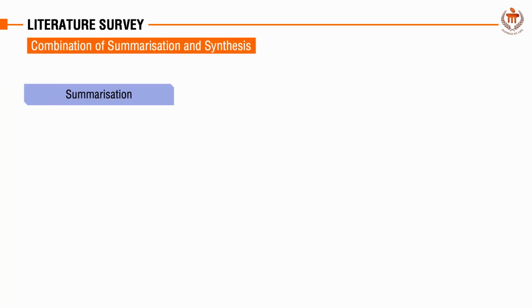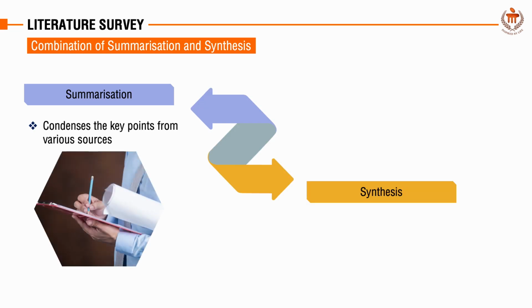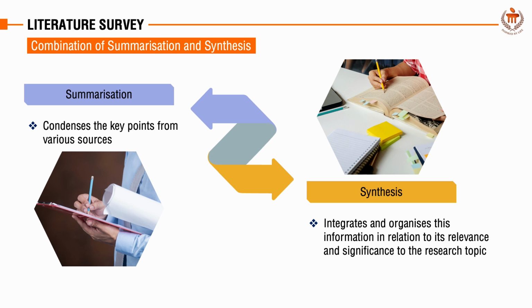Typically, a literature review combines both summarization and synthesis. Summarization condenses the key points from various sources, while synthesis integrates and organizes this information in relation to its relevance and significance to the research topic. A literature review can provide fresh interpretations of existing material, integrate contemporary perspectives with older ones, or trace the intellectual development of the field, highlighting key debates and milestones. Depending on its purpose, it may also evaluate the sources, directing readers to the most relevant and influential information.